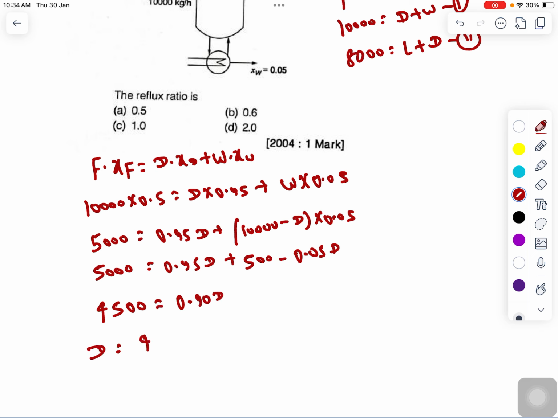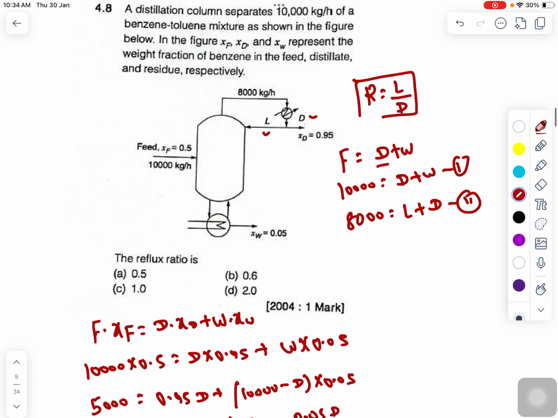So D can be written as 4500 multiplied with 100 divided by 90, so your D will be equals to 5,000. So you have calculated D is 5,000. So what is L? L will be your 3,000, and what is R? R is equals to L divided by D, that is your 3 by 5, which is equals to 0.6.